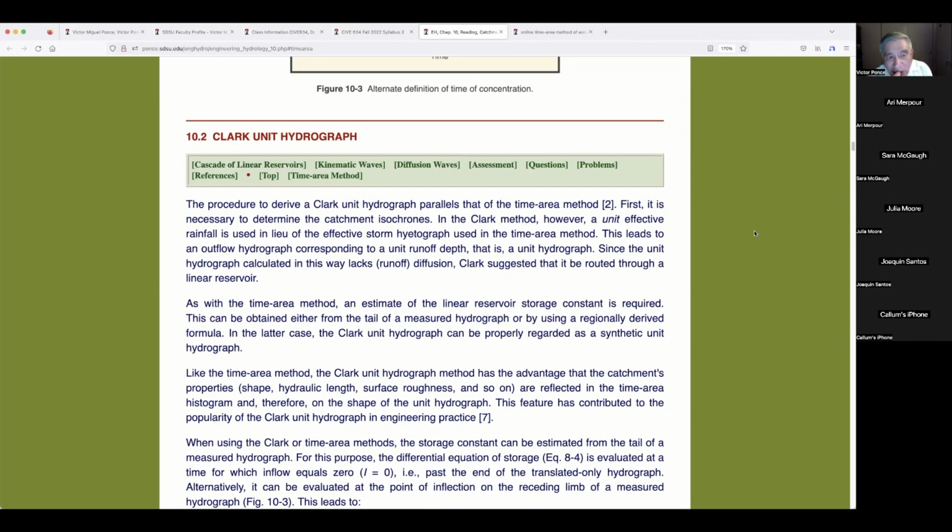Okay, so Clark was there, and he had a major role. He developed in 1945 the Clark unit hydrograph. And we are going to be discussing that right now. It's part of section 10.2 of my book. So let's take a look at it.